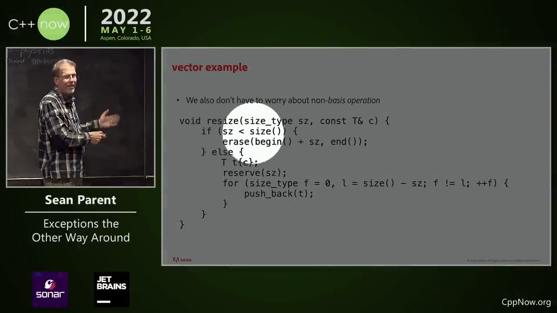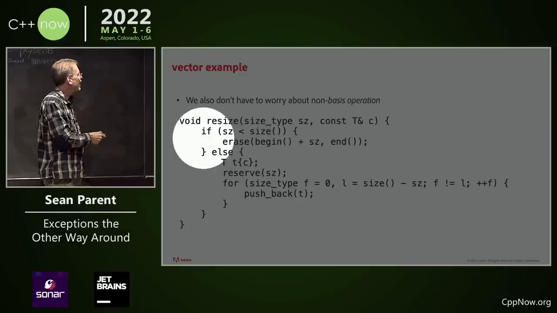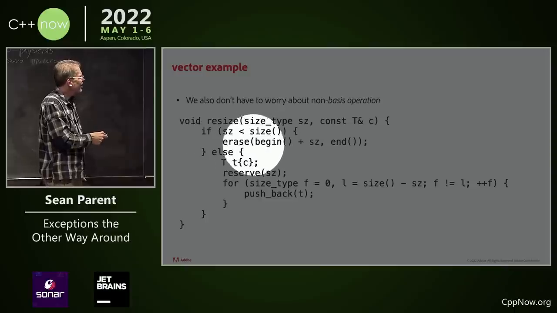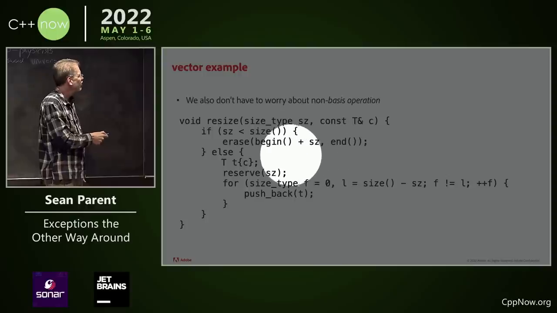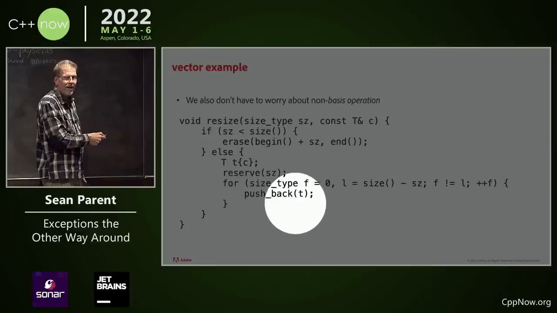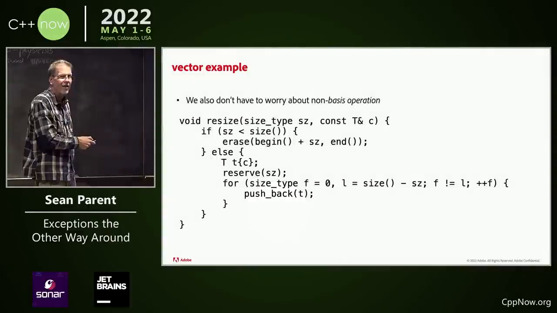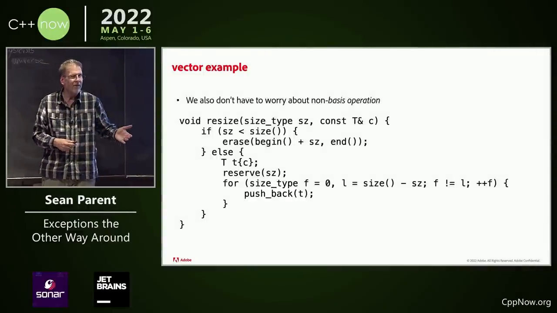Provided its documentation, the basic guarantee is assumed in the STL, so provided it doesn't give more than that. Erase could technically throw, but not in this case, because if you're erasing at the end of a vector, it won't throw. But we could throw making this copy. We could throw on this reserve. We could throw on any one of those push_backs. And we're fine.